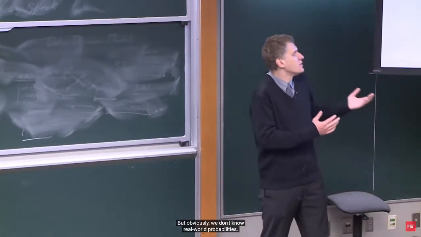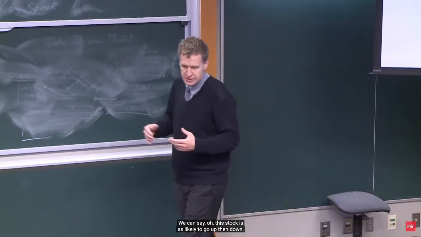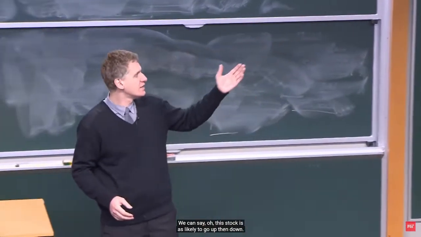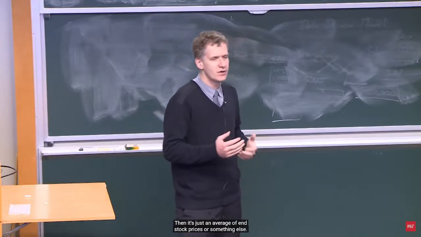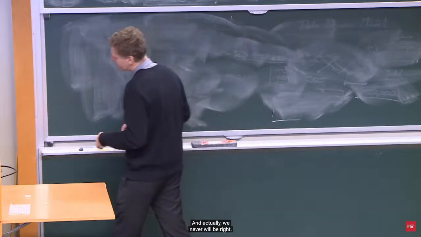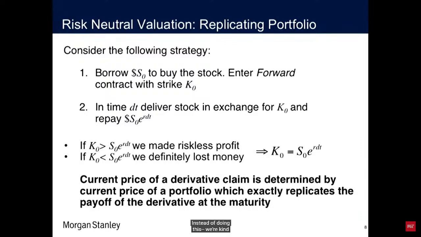But obviously we don't know real-world probabilities. We can guess. We can say, oh, the stock is as likely to go up as down. Then it's just an average of the stock prices or something else. But it's all hand-wavy, and actually we never will be right. Instead of doing this, we're kind of following the Buki example. Let's try to do something else.